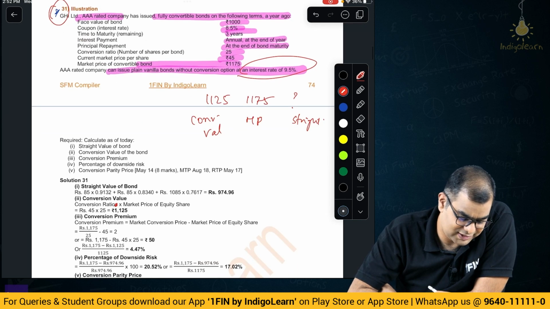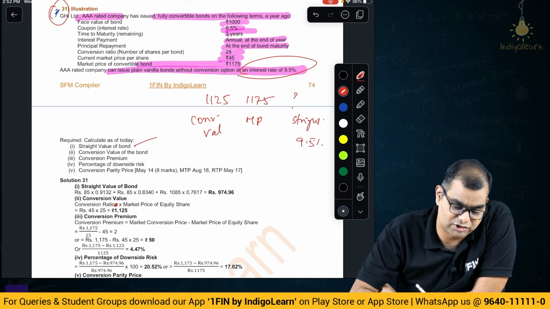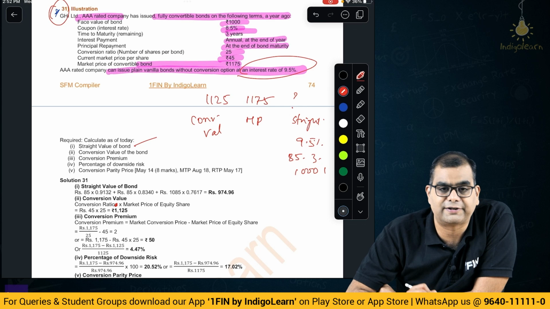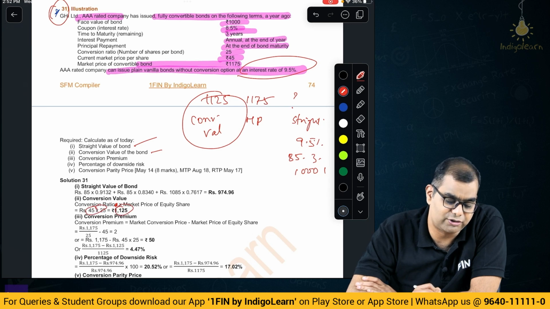Okay, now see, you are required to calculate the straight value. You are supposed to calculate the straight value at what? At 9.5% for the given set of cash flows. Cash flows are what? On 1000, 8.5% per annum, which is 85 rupees for 3 years, and 1000 rupees in the last year, right? So then the conversion value of the bond. What is the conversion value? You already computed 1125, which is basically 45 into 25 is 1125.